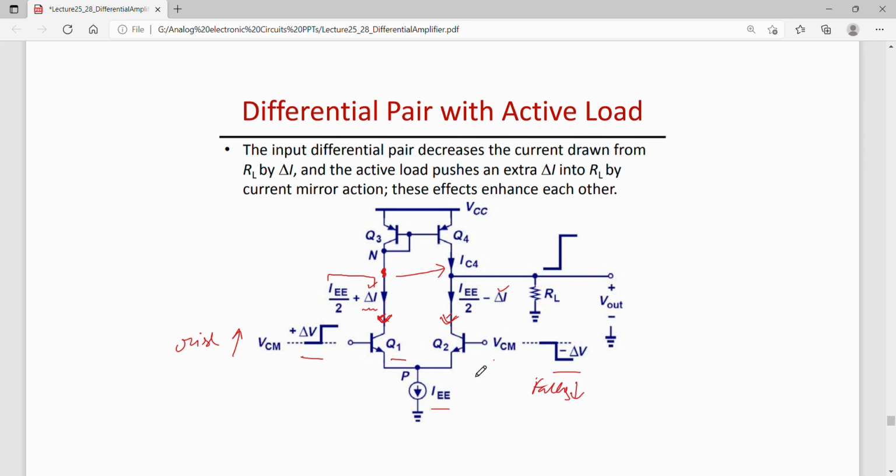And because of the change in the input at Q2, the current at the collector of Q2 also changes by delta I. So the current in Q2 is IEE by 2 minus delta I, and the current present here, IC4, is equal to IEE by 2 plus delta I because of the current mirror action. That means the total current that will go into this load resistor will be 2 delta I.